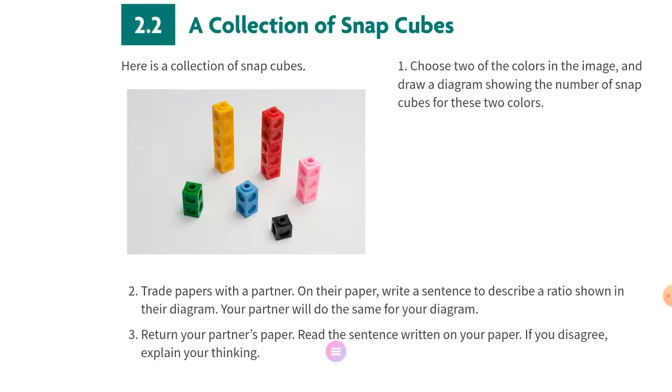So, Emmy, pick a color. Pink. Sorry, I can't hear. Okay, so let's write a P for pink. A P for pink. How many pink ones are there? 3. So I'm just going to do 3 squares or rectangles.